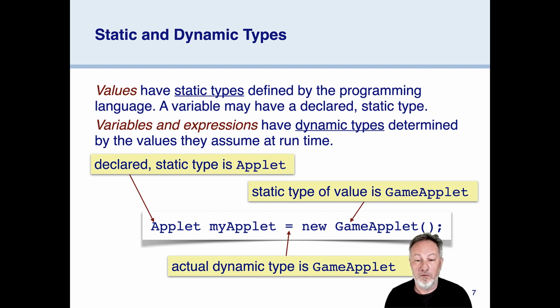But from the program text, anywhere else in the program, the static type of myapplet continues to be applet and not gameApplet. This is important. At runtime, however, the dynamic type of the value assigned to myapplet is something else. It's a dynamic type of gameApplet. So there's a distinction of the two.